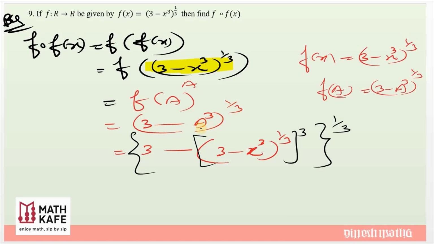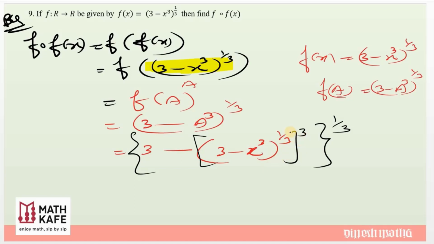I am replacing the value of A. A is 3 minus x cube raised to 1 by 3. That's what I wrote in red. Then A raised to 3, all that raised to 1 by 3. You can directly write it, no objection, but if you have confusion, it is better to write separately to avoid errors. That's why I have written this.